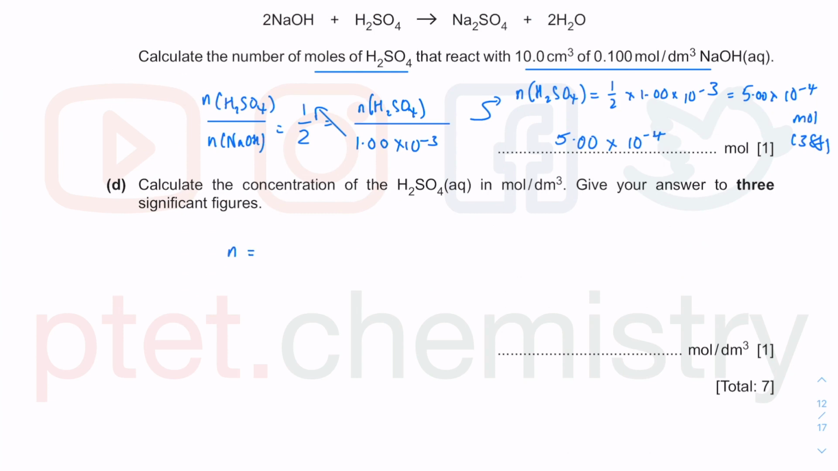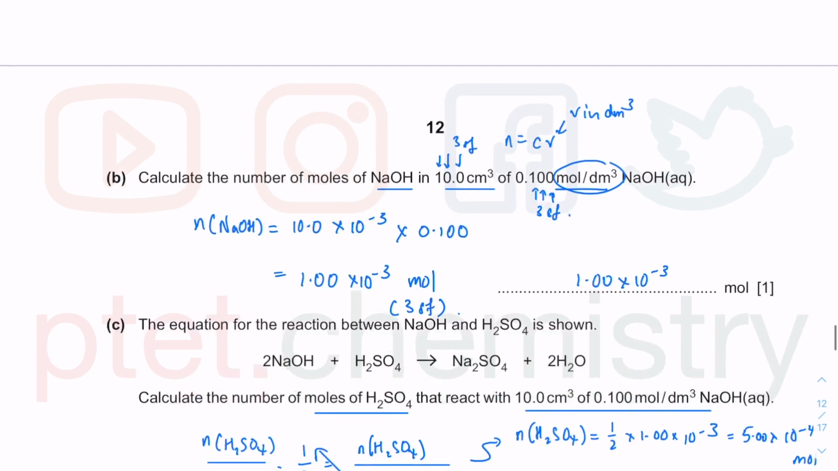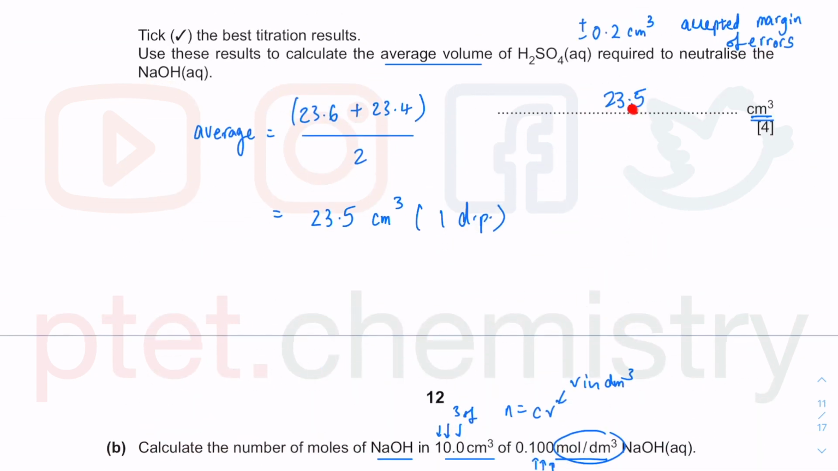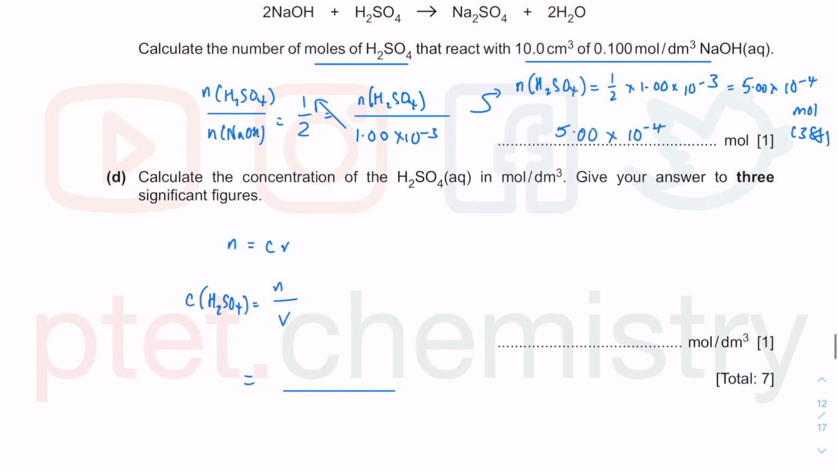Now, what is the concentration of the H2SO4? So the concentration of H2SO4 is the mole of the H2SO4 divided by the volume. The volume of the H2SO4 was from your titration volume in the burette. So that's 23.5 cm cube. I have to convert that into dm cube. Times 10 to the minus 3 will convert cm cube to dm cube, or you could divide by 1,000. It's the same thing.